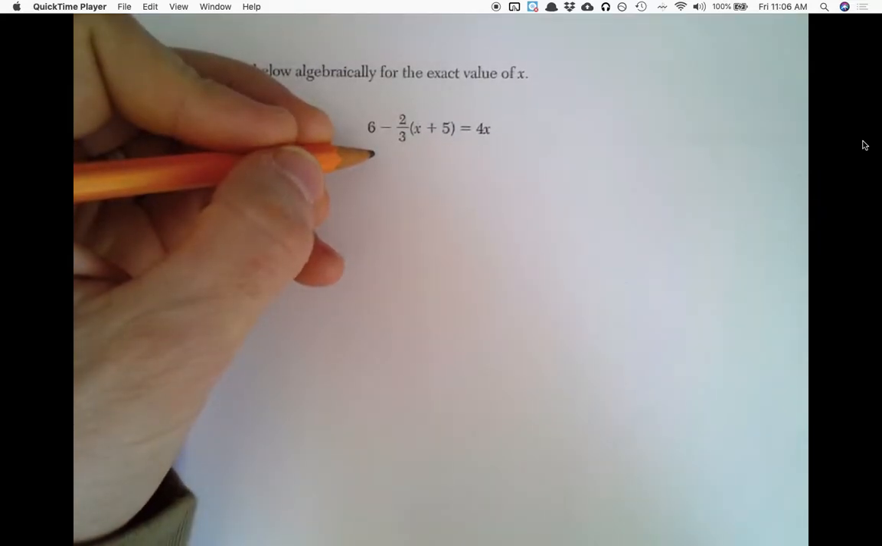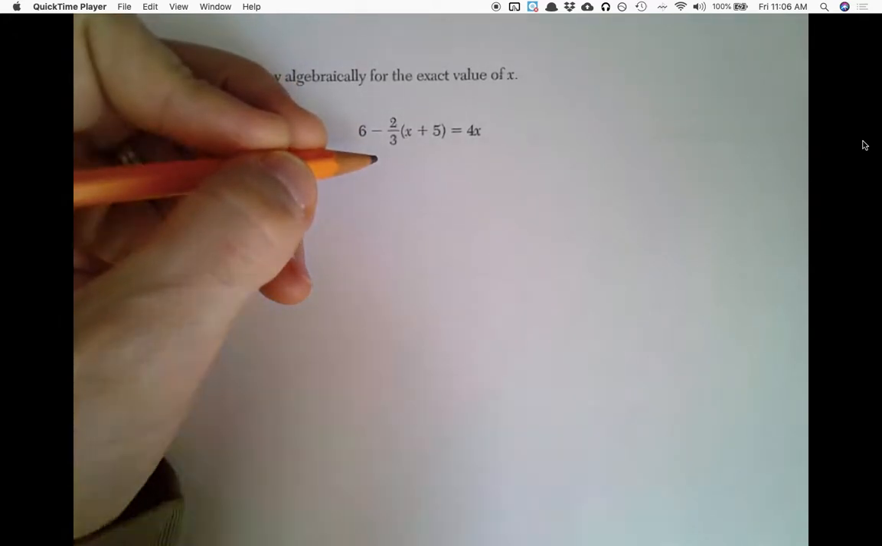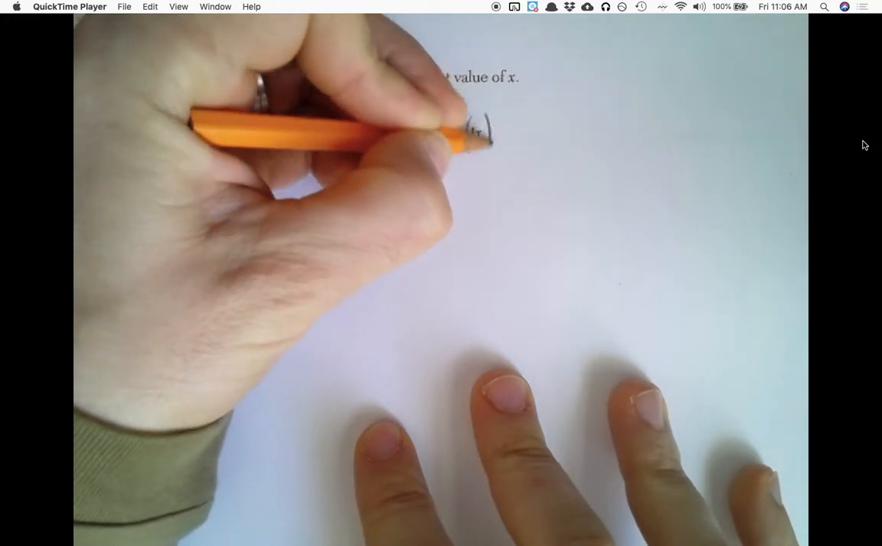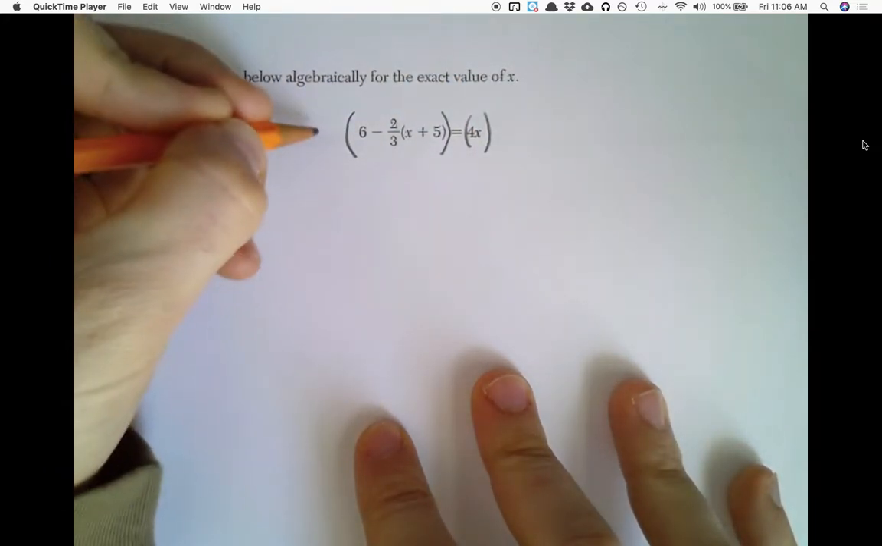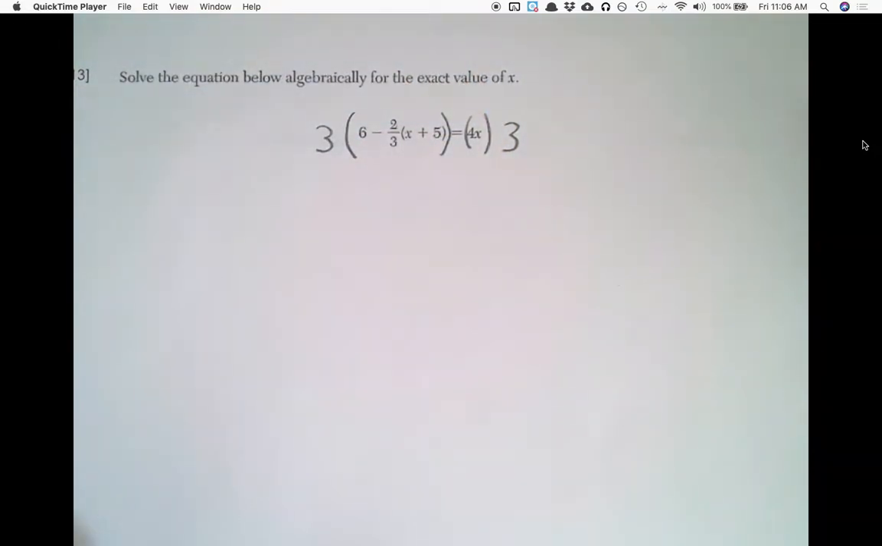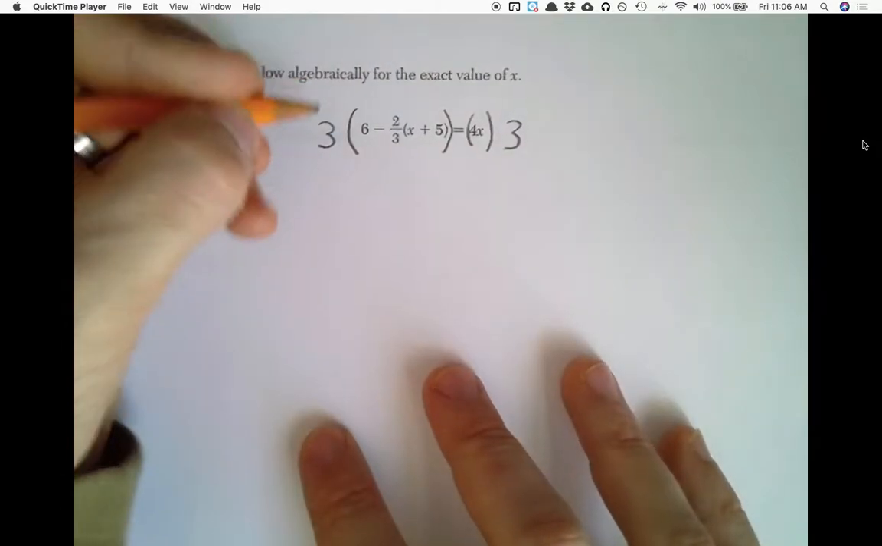So the first thing I'm going to try to do is, hey, I see a fraction. Let's get rid of that fraction. I'm going to multiply everybody by the denominator to get rid of that fraction. So I'll multiply by 3, and I'll multiply by 3 over here. Does that help us see it a little better? It's good enough light in here right now.